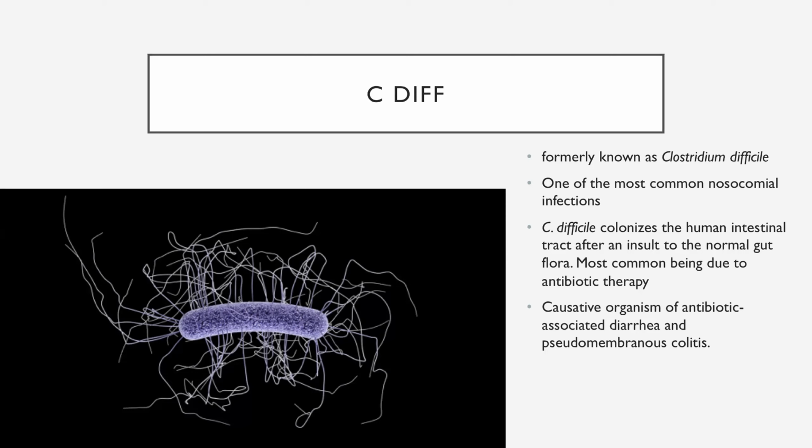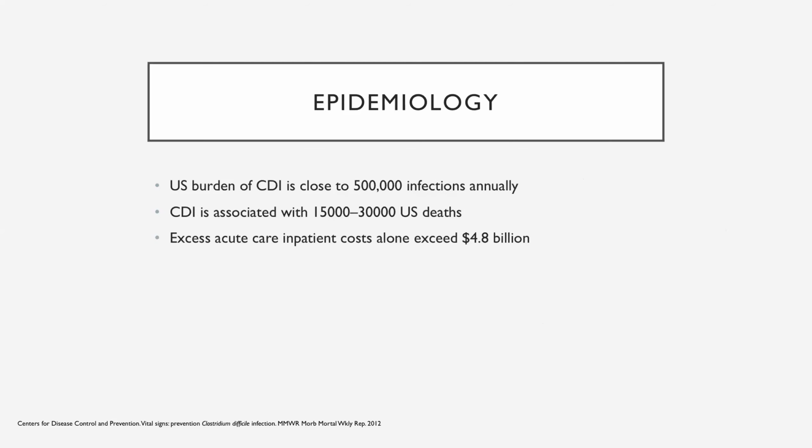As you guys know, this is one of the most common nosocomial infections. C. diff infects the human intestinal tract, usually after insult to the normal gut flora, like antibiotic use or hospitalizations. It's also the causative organism of antibiotic-associated diarrhea and pseudomembranous colitis. I'll go through epidemiology, talk about hospital-acquired versus community-acquired, and then we'll go through treatment options, case presentation, and medications we use for this.